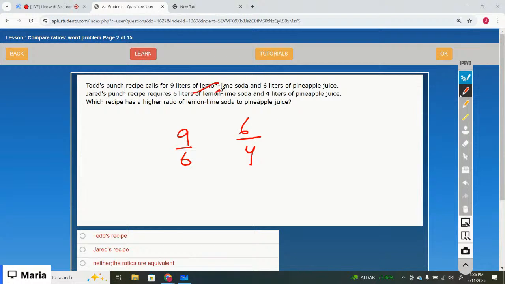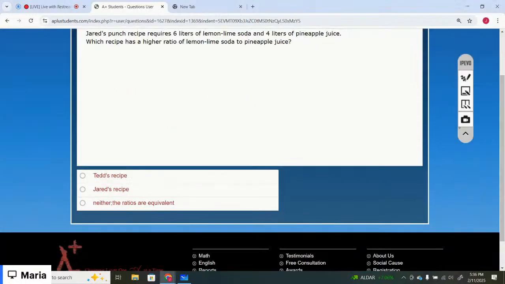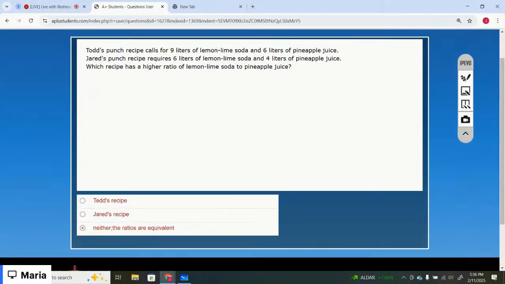9 divided by 6 times 100, that is 150. And then 6 divided by 4, that is also 150 percent. So both the ratios are equivalent, and the correct option is option number 2. They are equivalent.